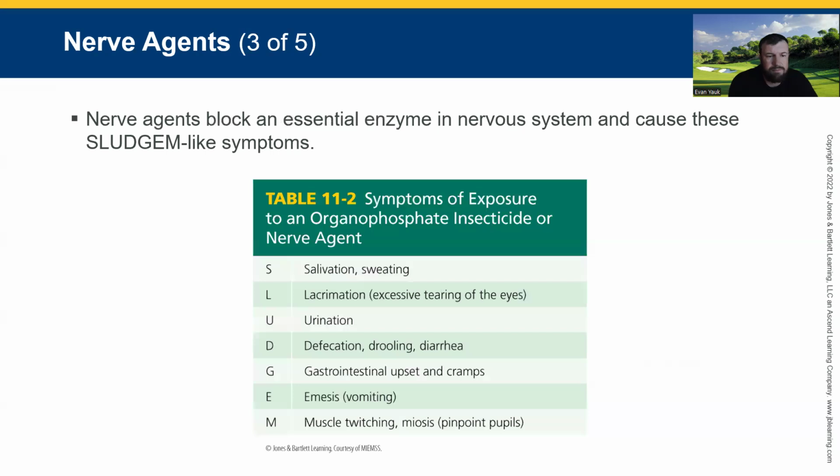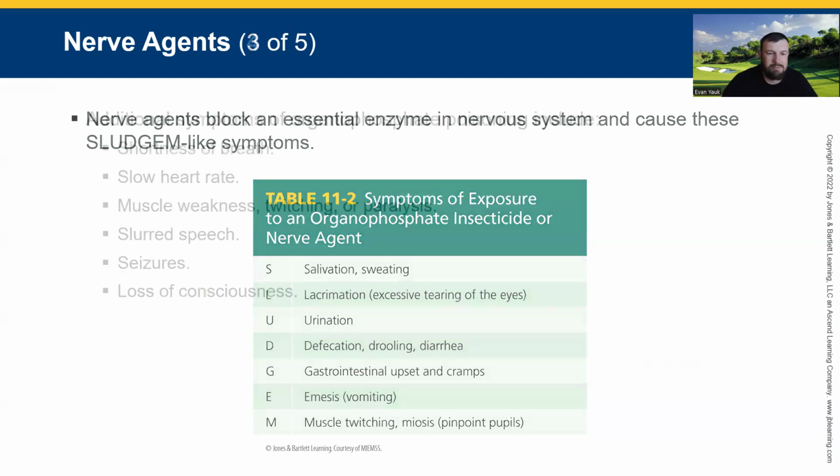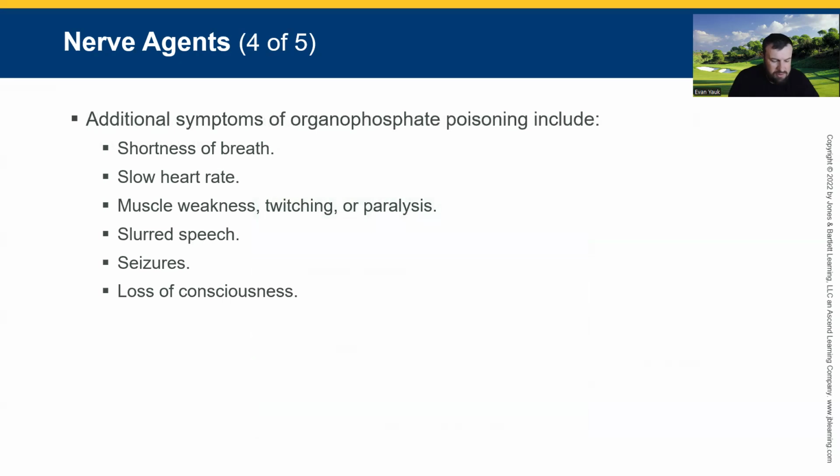So SLUDGEM, this is an acronym of things to look for. So salivation and sweating, excessive tearing of the eye, urination, defecation, drooling or diarrhea, gastrointestinal upset and cramps, emesis, which is vomiting, and muscle twitching, and pinpoint pupils. All of those are signs and symptoms we want to look for. Additional signs and symptoms are going to be shortness of breath, slow heart rate, muscle weakness, twitching and paralysis, slurred speech, seizures, and loss of consciousness.